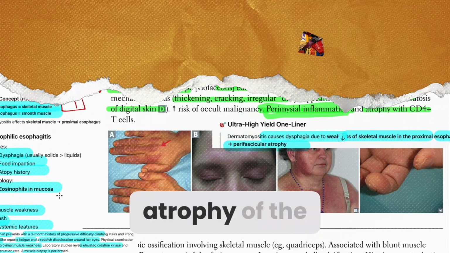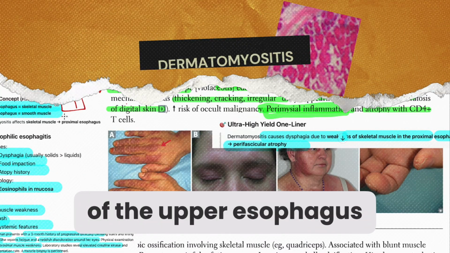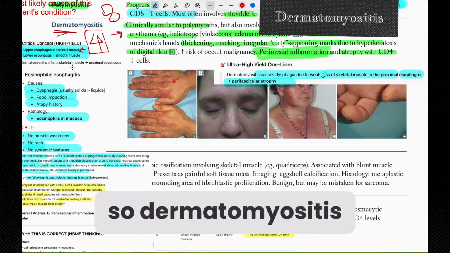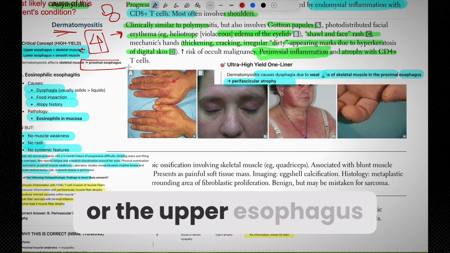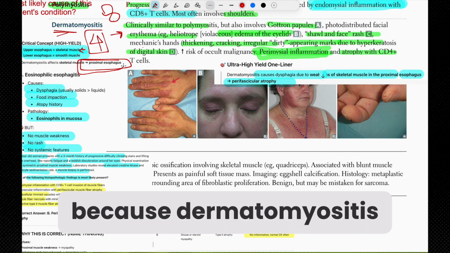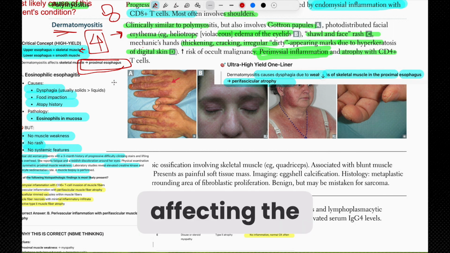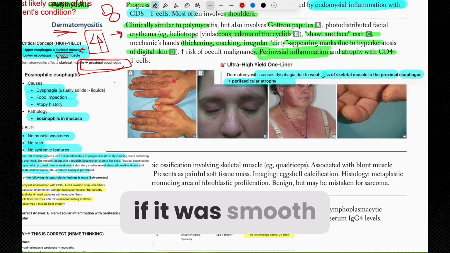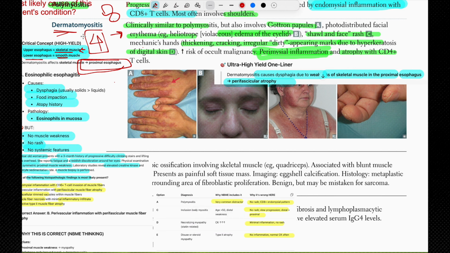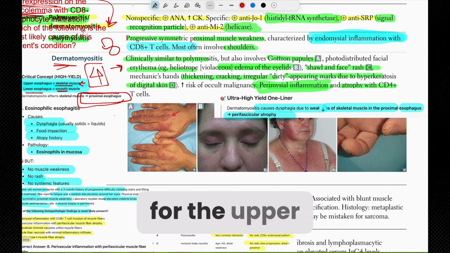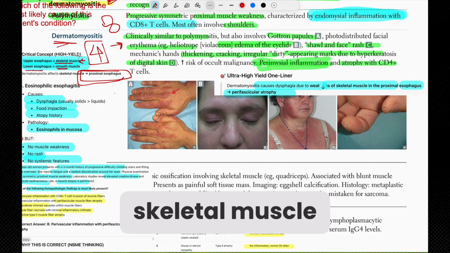Fascicular atrophy of the upper esophagus, right? So dermatomyositis will always affect the proximal or the upper esophagus because dermatomyositis is affecting the skeletal muscle. It's not affecting the smooth muscle. If it was smooth muscle, it wouldn't be this. If it was lower esophagus, it wouldn't be this. This is typical for the upper esophagus or skeletal muscle.